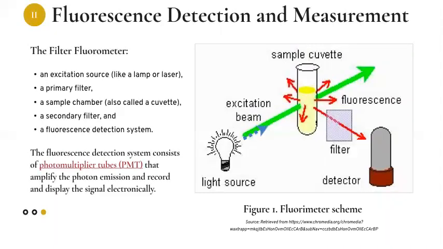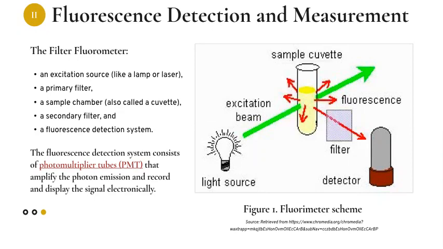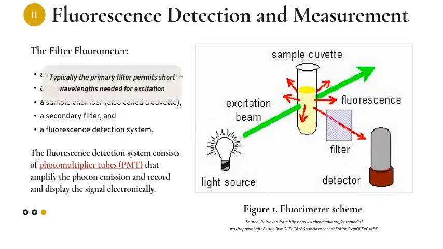As shown, the detector is placed perpendicular to the light path of the emitted source, and the analyte is placed in the cuvette. These instruments are employed with multiple filters or monochromators. One filter is placed between the light source and the analyte. This filter helps to achieve a good monochromatic beam of a particular wavelength that will be absorbed by the analyte. Typically, the primary filter permits short wavelengths needed for excitation.